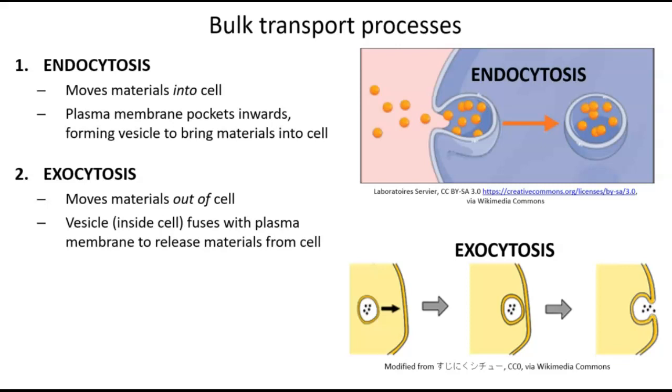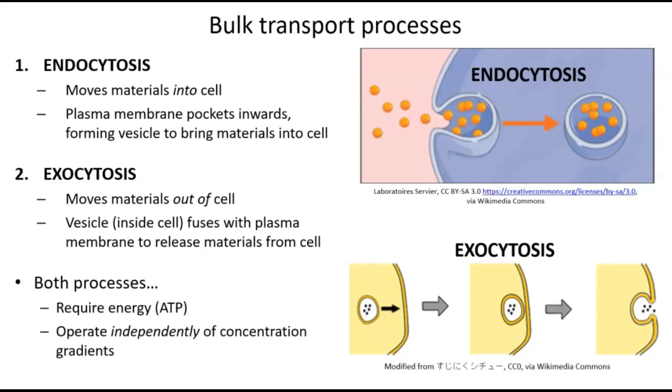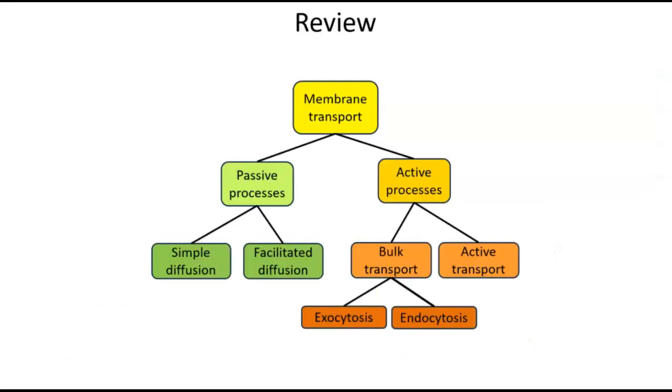In both of these cases, the process works because vesicles and the plasma membrane are both made of the same thing, so they can easily pinch off or fuse with each other. And both of these processes require energy in the form of ATP, and both of them operate independently of concentration gradients. All right, to recap, we went through several different types of membrane transport. We looked at some passive processes, including simple diffusion and facilitated diffusion, and we also looked at some active processes that require energy, including active transport and the bulk transport processes of exocytosis and endocytosis.